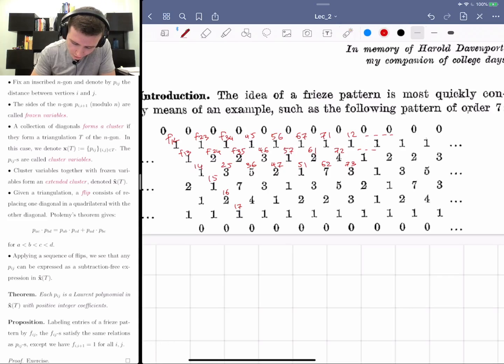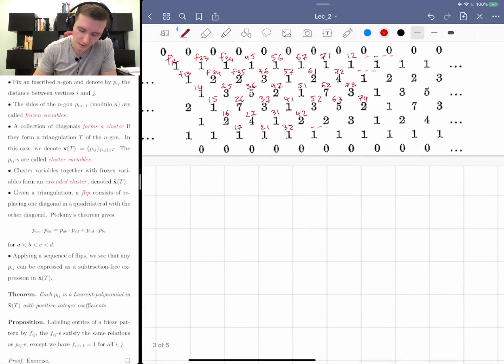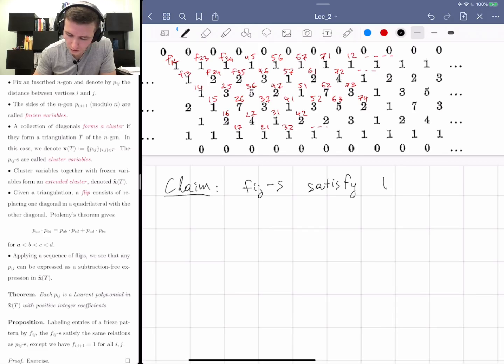Let me try it. 1,5, 2,6, 3,7, 4,1, 5,2, 6,3, 7,4, 1,6, 2,7, 3,1, 4,2, etc. 1,7, 2,1, 3,2, etc. So the claim, which is surprising, is that the Fij's satisfy the Ptolemy theorem.